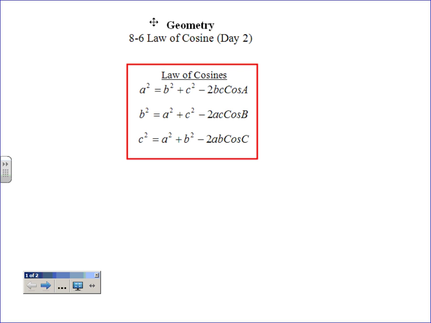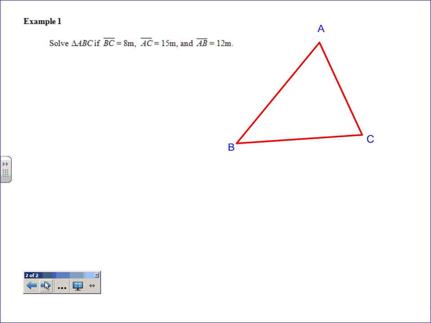So let's face it, nothing really new there, but what's new is this right here. What haven't I given you? I haven't given you a single angle. Okay, I gave you 3 sides, but have I given you 3 bits of information? Yeah. Do you have a pair? No. All right, so let's fill in this information. BC is 8, AC is 15, and AB is 12.